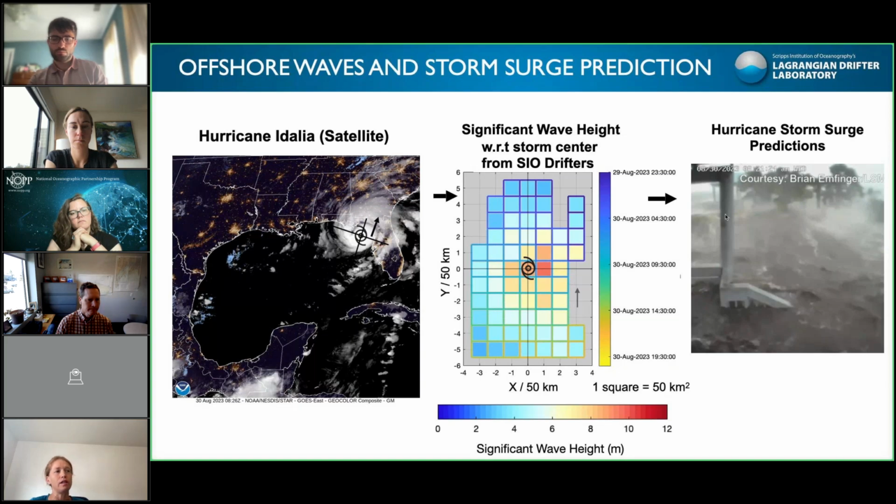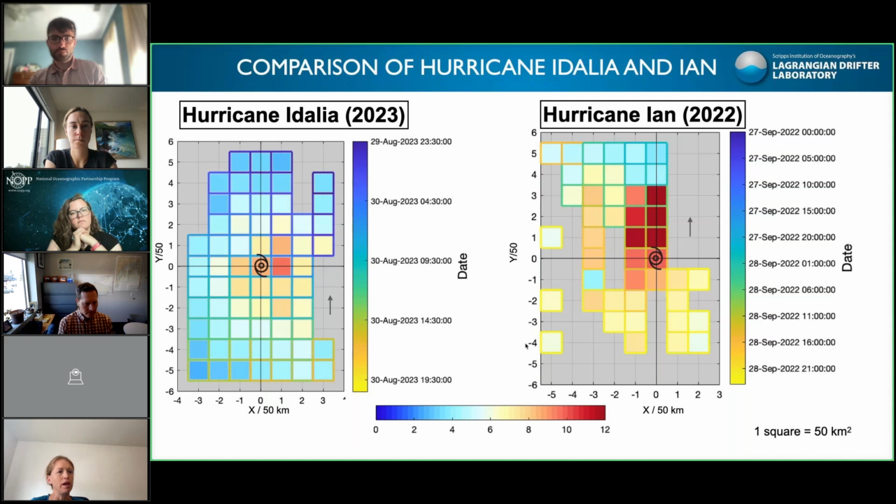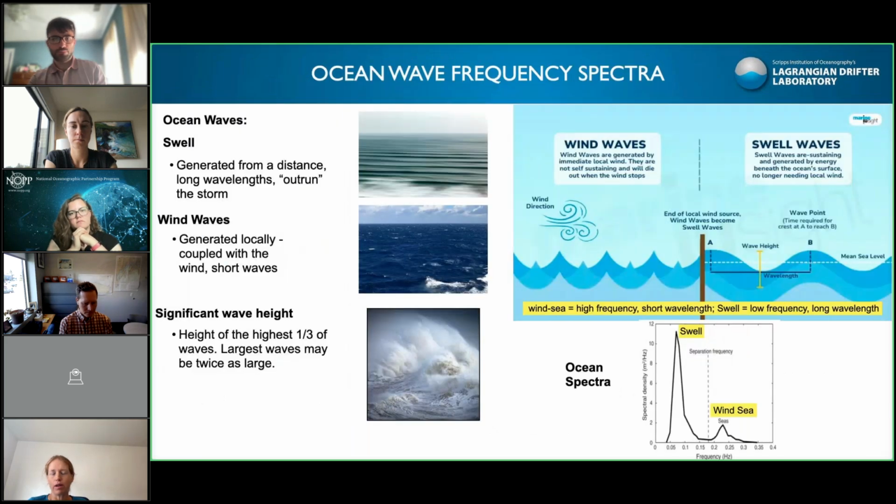And the whole idea is to be able to look at these maps of the wave field and then use these to provide a ground truth for these coastal storm surge models to see if they're getting similar wave fields in each quadrant of the storm. So as I mentioned, as you can see, Hurricane Idalia had a very different significant wave height field around the center of the storm than Hurricane Ian did, which was a much stronger storm. So a lot depends on the size of the storm, the trajectory of the storm, and the radius of the storm. But significant wave height, we call that a bulk parameter, right?